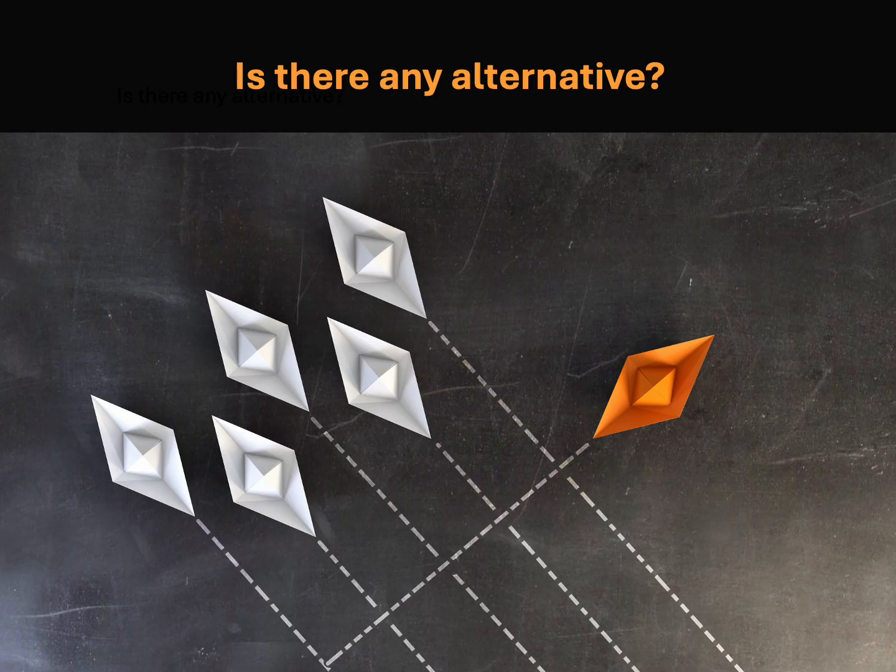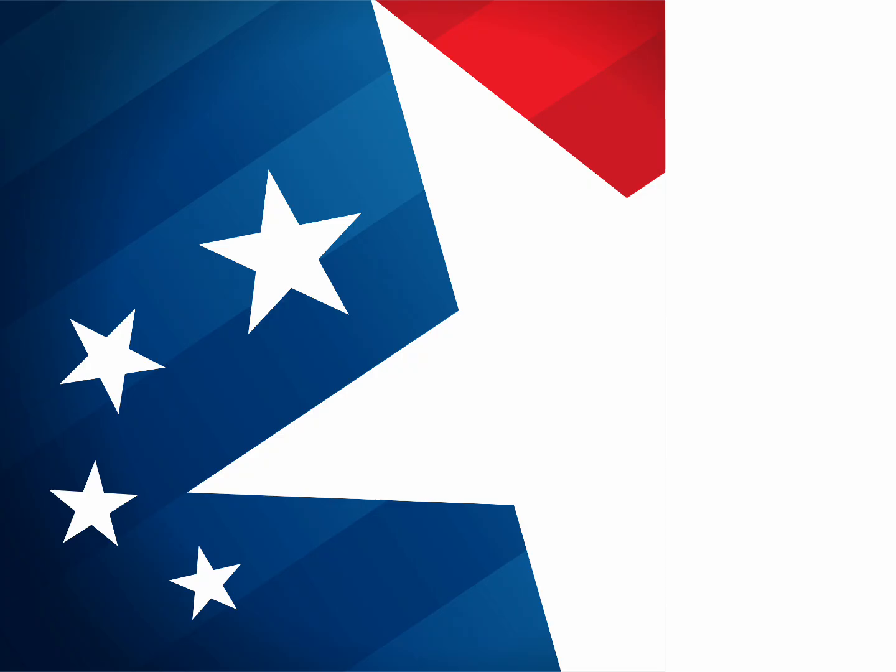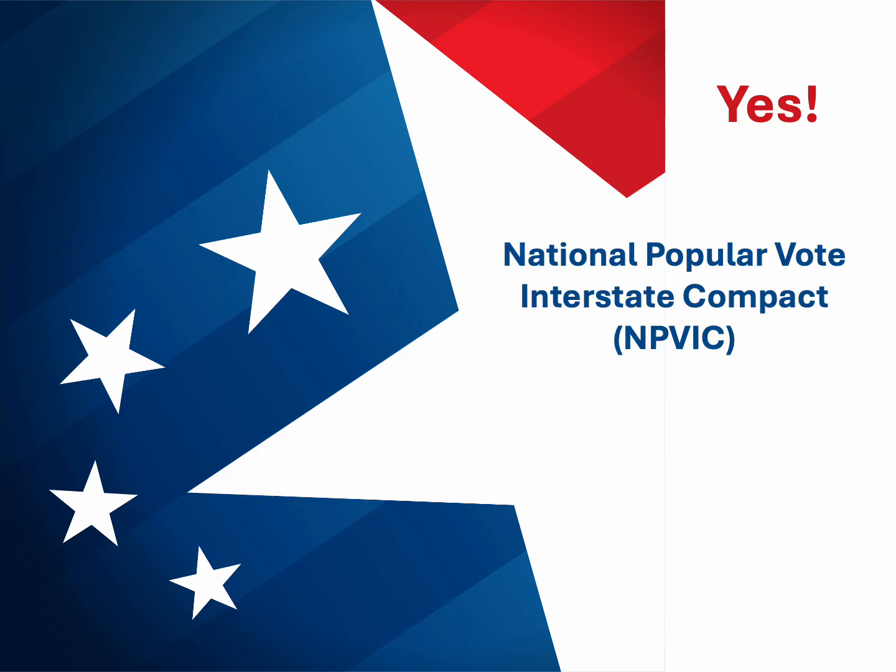Wow, is there any alternative? You know, it would be very hard to actually amend the United States Constitution. And we are the only democracy on the face of the earth that still uses an electoral college, but we can't get rid of it easily. What could be an alternative? Guess what? There is an alternative. It's a workaround. You don't have to get rid of the Electoral College. You can work around it. It's called the National Popular Vote Interstate Compact, NPVIC.